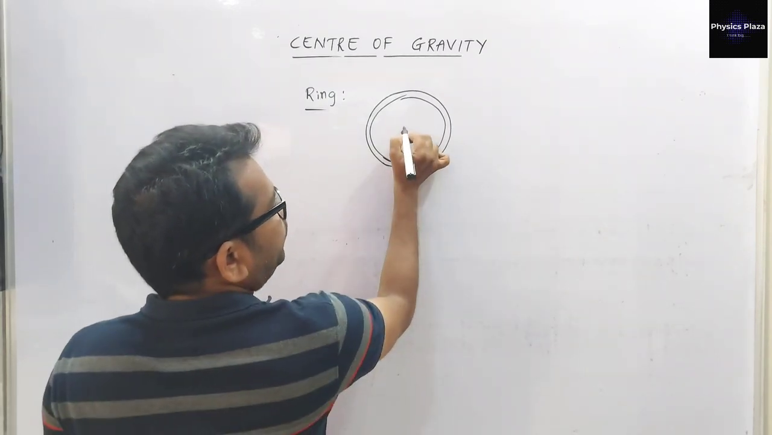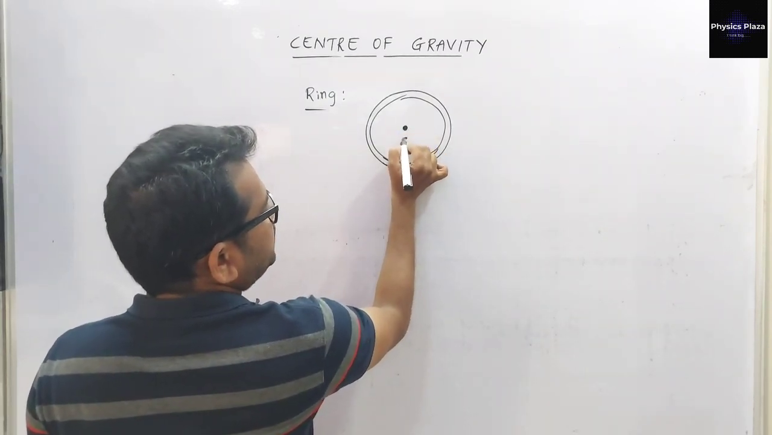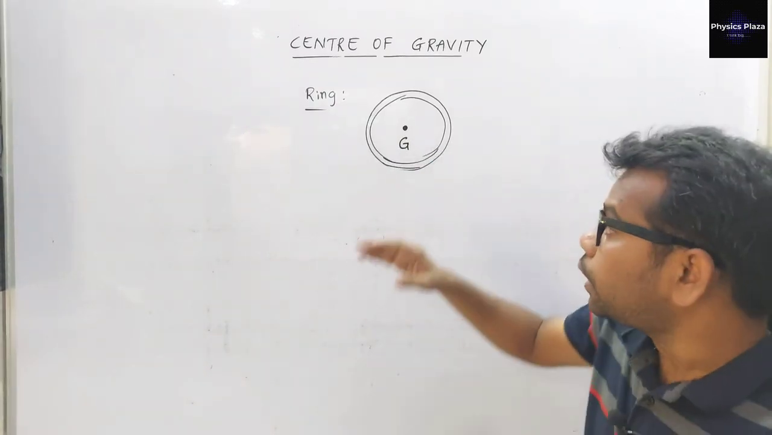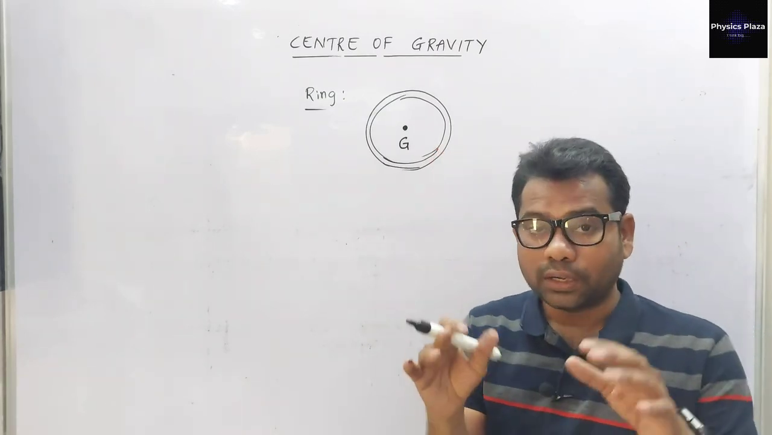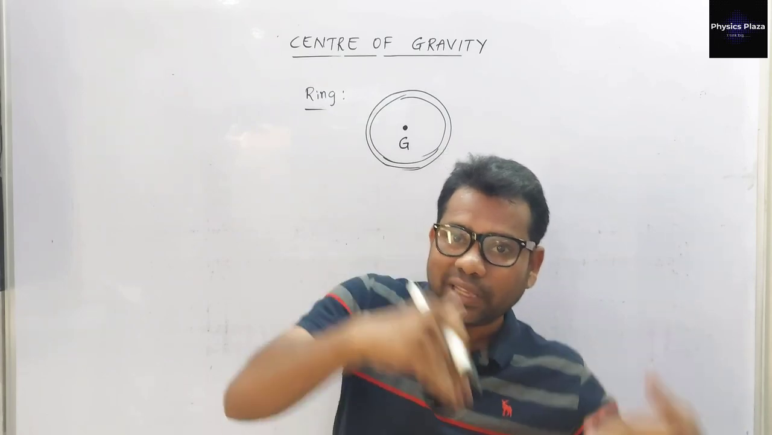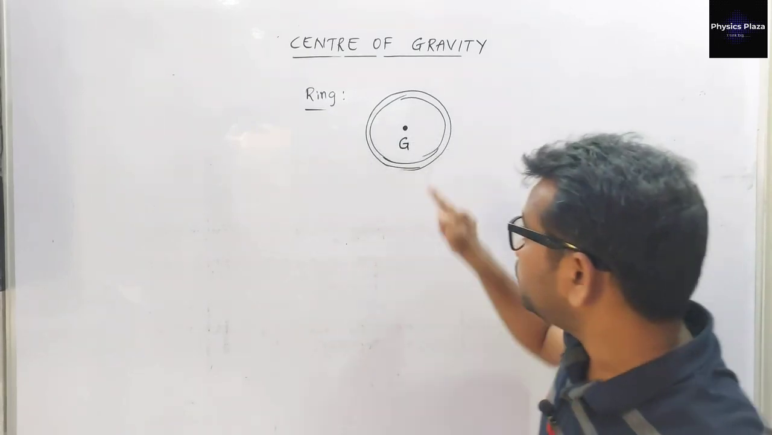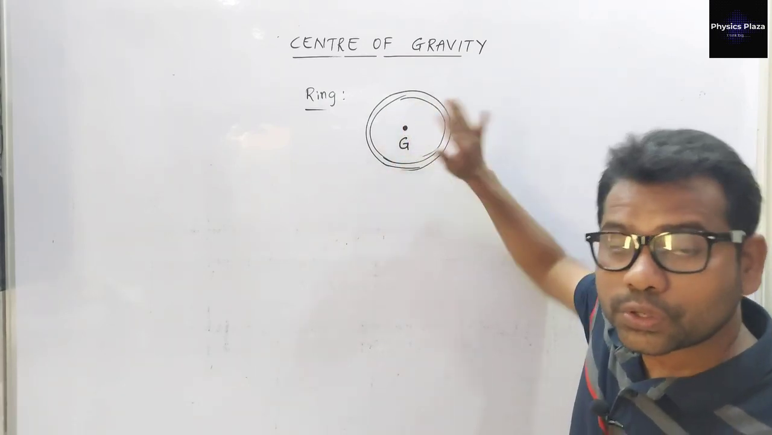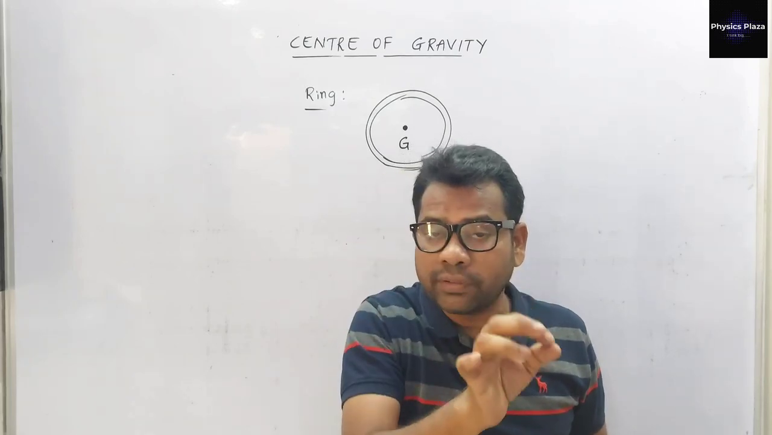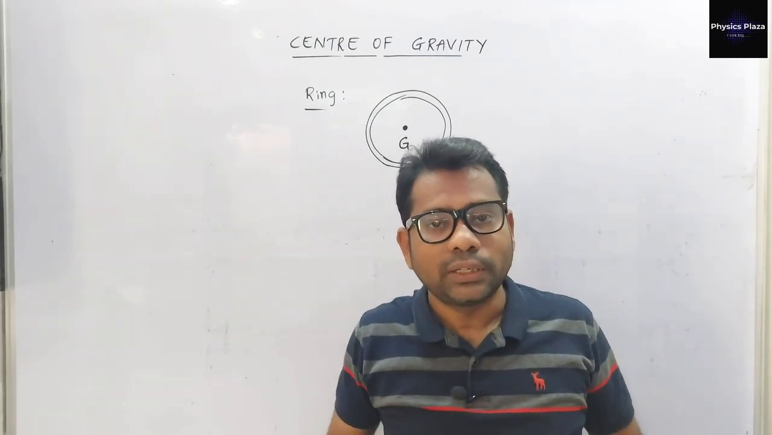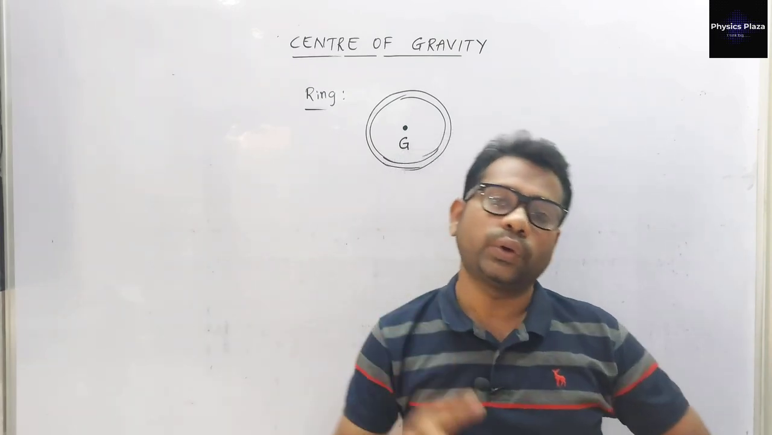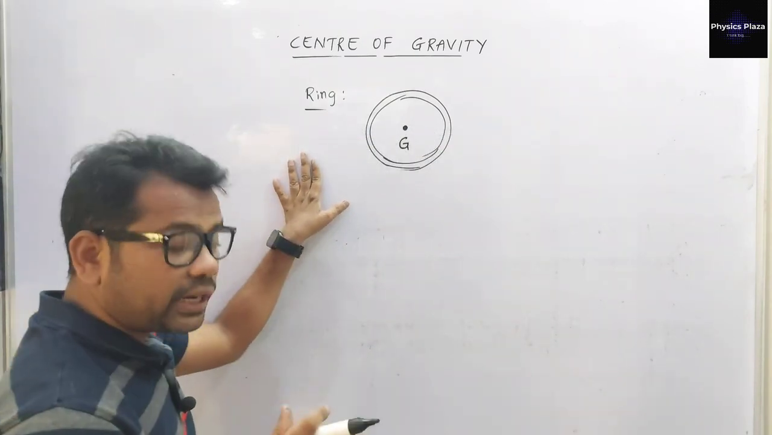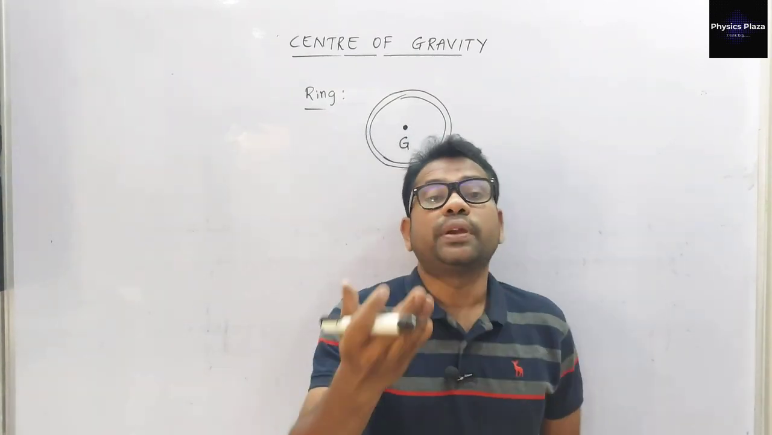Make diameters. The point where the diameters intersect, there the center of gravity will be situated. Now for this ring, children, is the center of gravity situated outside of its material or inside? Children, don't think in terms of the English language. Inside means being inside. Outside, it's not that actually. Here, this is the point where the center of gravity is situated. But do you think some mass will be there? So if no mass is distributed at the point where the center of gravity is situated, then it is said to be outside. Very, very important. The best example is the ring only. The center of gravity can be situated outside of its material.